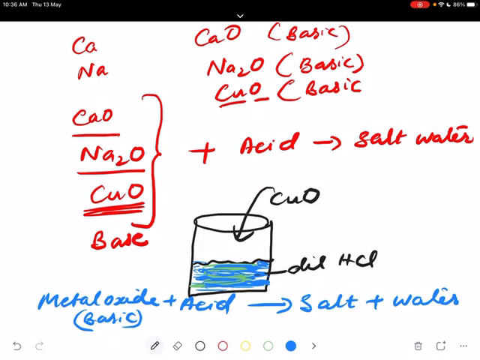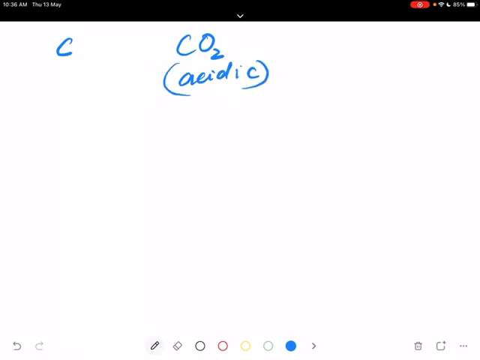Then what about non-metallic oxide? Let's see the non-metallic oxides. Non-metal, for example, carbon. Non-metallic oxide, carbon dioxide, it is acidic in nature. When you dissolve this carbon dioxide in water, you will be getting an acid. Carbon dioxide is acidic.